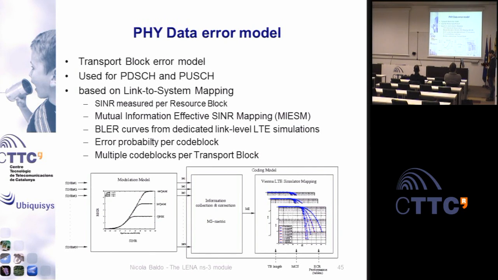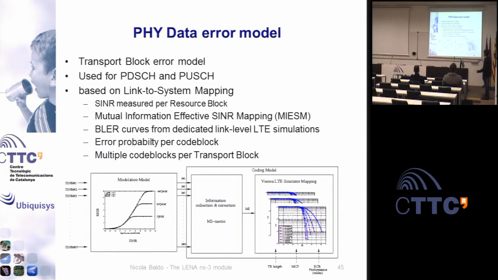This is done using a technique which is well known in the literature, and it's called the link to system mapping. In particular, we choose one variation of this technique, which is the mutual information effective SINR mapping, which allows to translate basically these vectorial SINR, one value for every resource block, into, at the end of everything, an error probability for the whole transport block, taking into account the modulation and encoding scheme that was used for the communication, and also the transport block length.